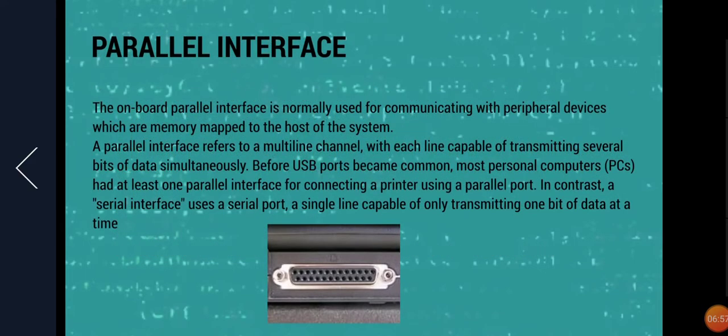So let's see the parallel interface. The parallel interface is nothing but the dotted ports which you see in printers, earlier printers and earlier CPUs. The onboard parallel interface is normally used for communicating with peripheral devices which are memory mapped to the host of the system. A parallel interface refers to multiple channels, with each line capable of transmitting several bits of data simultaneously. Before USB ports became common, most personal computers had at least one parallel interface for connecting a printer using a parallel port. In contrast, a serial interface uses a serial port, a single line capable of transmitting only one bit of data at a time.